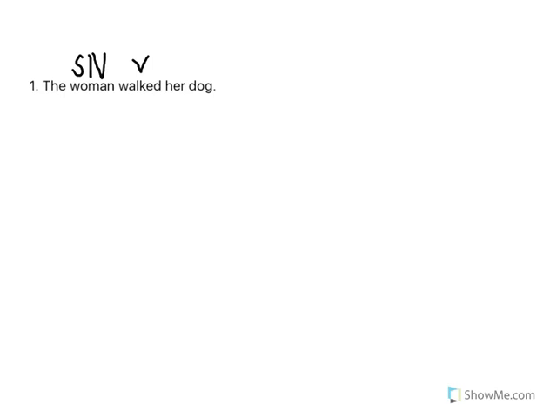Now we have to label the sentence purpose. So, our purposes of sentences are declarative, interrogative, exclamatory, and imperative. This one is making a statement, it's declaring something. So it's going to be a declarative sentence.